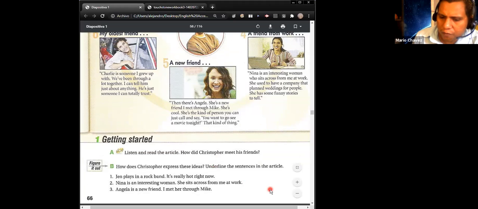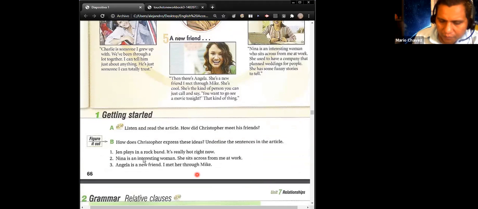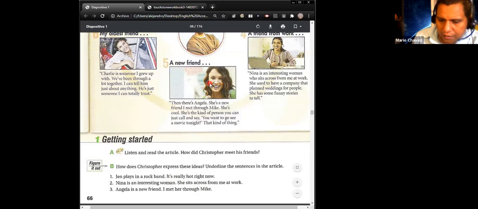How does Christopher express these ideas? Underline the sentences in the article. Come on. There are 3 sentences here, and find these sentences in the reading and tell me, how does he express his ideas? Come on.